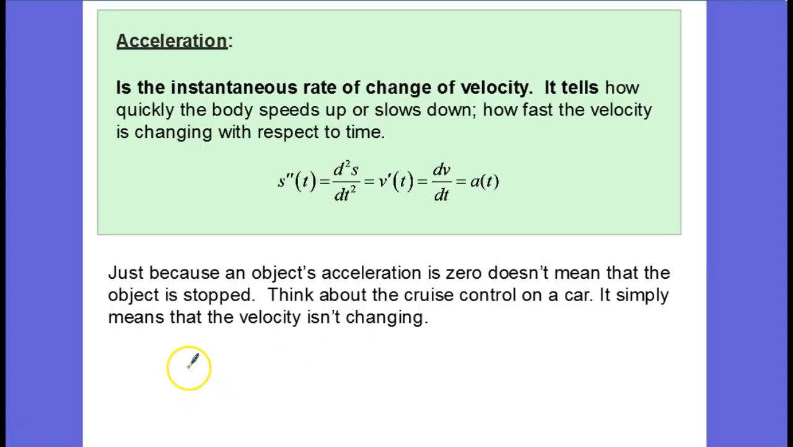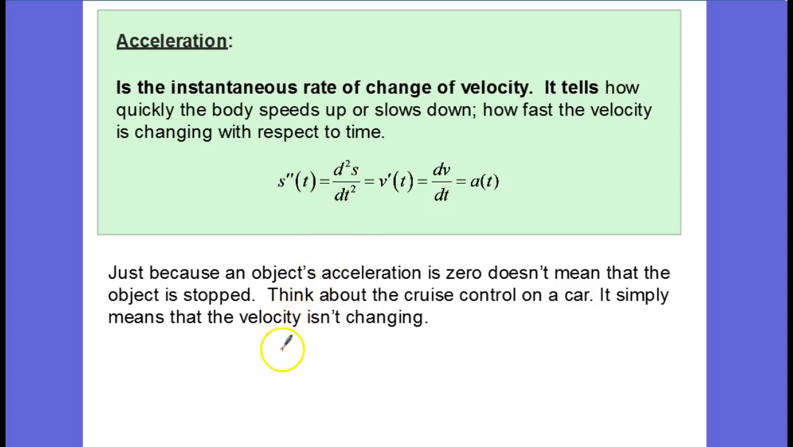Now, just like velocity is the rate of change of the position function, in other words, the first derivative of the position function, acceleration is the rate of change of the velocity function. That means that acceleration can be found by taking the first derivative of velocity. So in other words, a of t is equal to v prime of t. And likewise, you can think of this as the second derivative, s double prime of t, of the original position function, s of t.